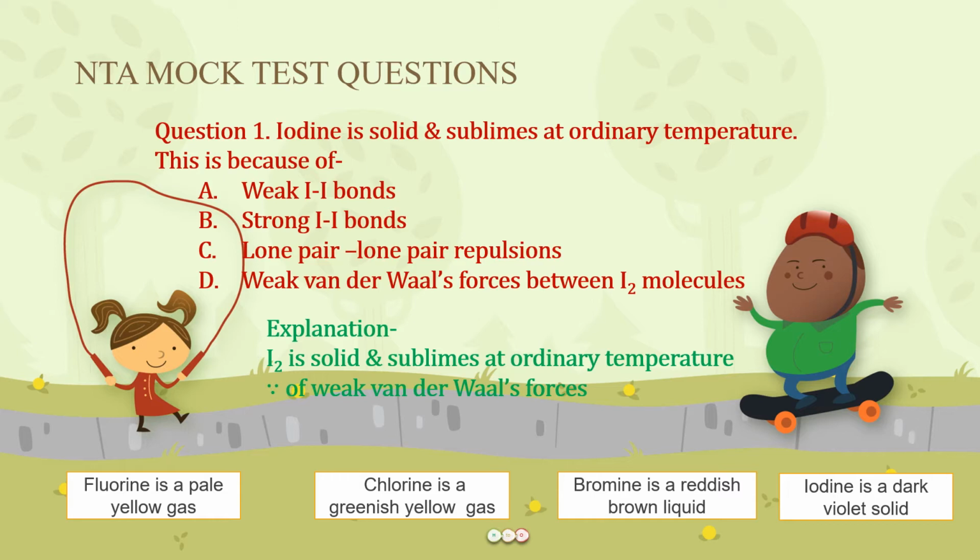Fluorine and chlorine are gases. Bromine is a liquid and iodine is a solid. Iodine is a solid which sublimes at ordinary temperature, which means that the van der Waals forces of attraction between the molecules are very weak. That is why it is quickly getting converted into a gas at ordinary temperature.